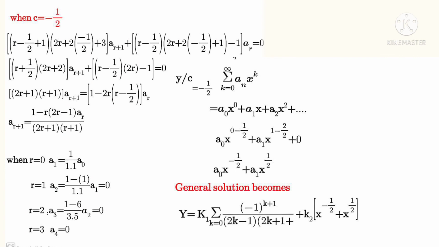Now for when c equals minus 1 over 2, we replace c with minus 1 over 2. Then we have our new recursive sequence to be that. So when r equals 0, you see we have our value there, r equals 1, r equals 2, r equals 3, and we have a1, a2, a3, and a4 respectively. Then to have our general solution, we add the first solution when c equals 0 plus our second solution when c equals minus 1 over 2 to arrive at our general solution.